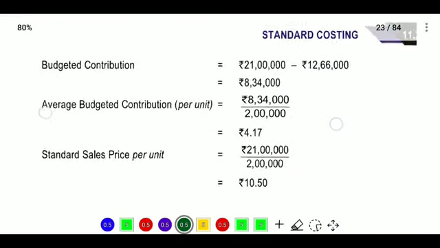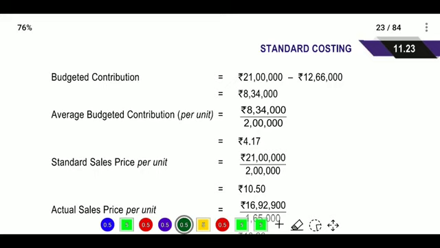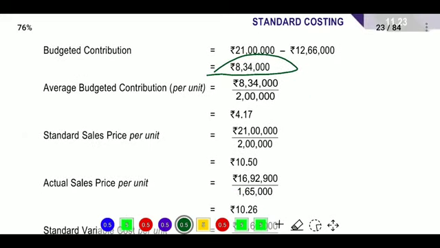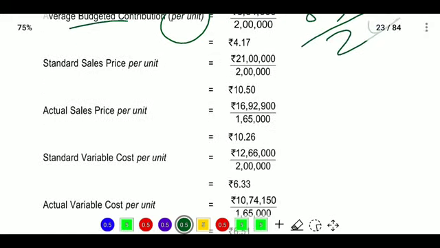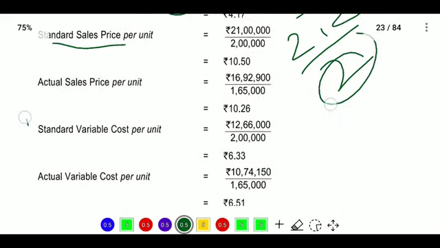Next, standard costing: the budgeted contribution we have calculated. We have got 8,34,000. So the average budgeted contribution per unit: we will calculate it per unit, and it is related to the budget, so we will take the budgeted quantity. Next, the standard price, that is the budgeted sale price, will be 21 lakhs sales divided by 2 lakhs quantity, and we have calculated this also.